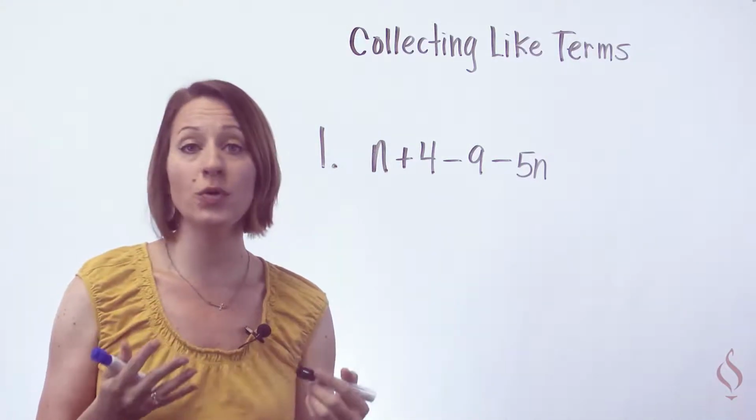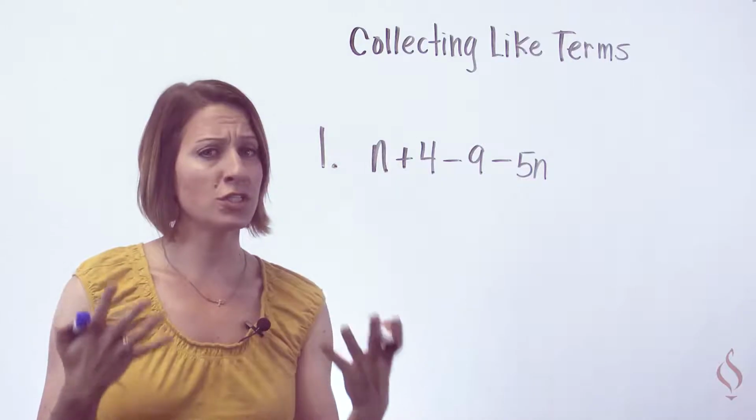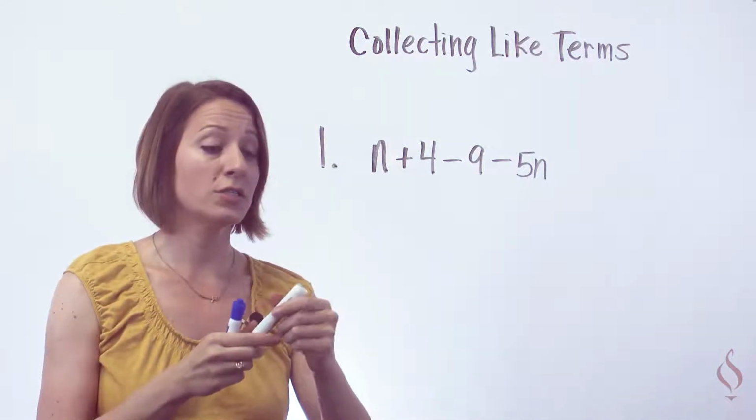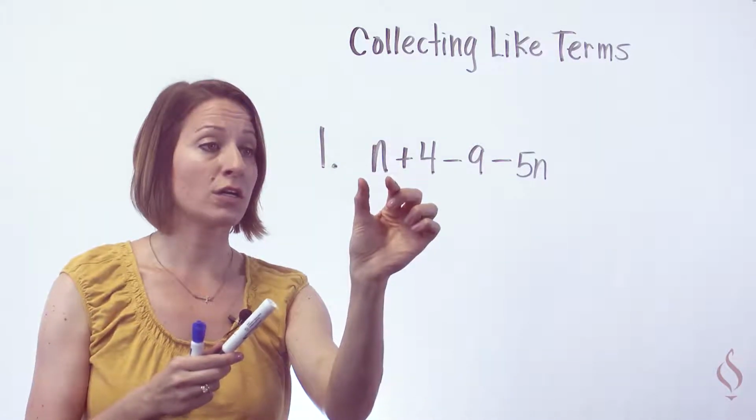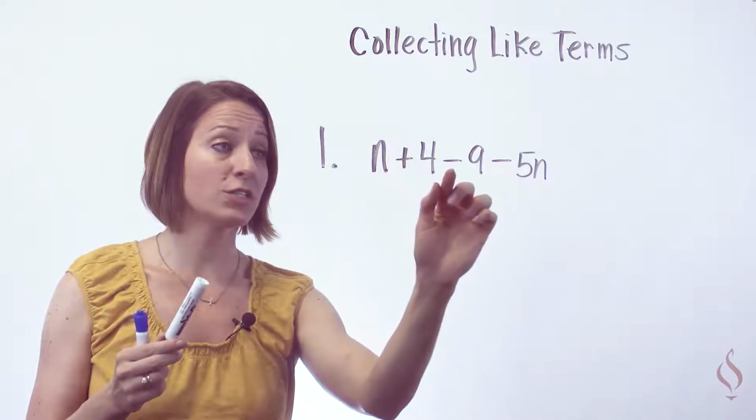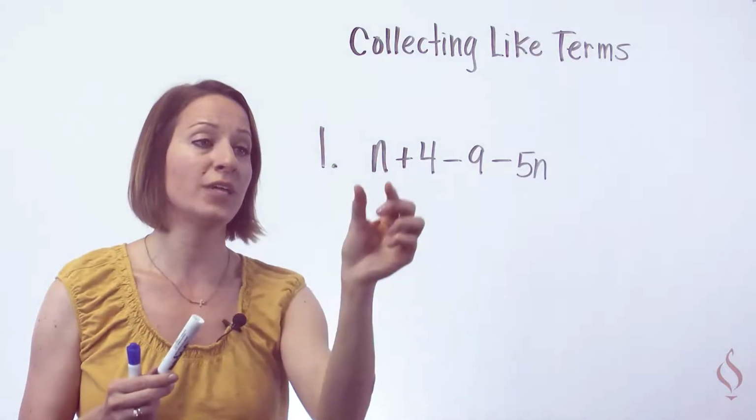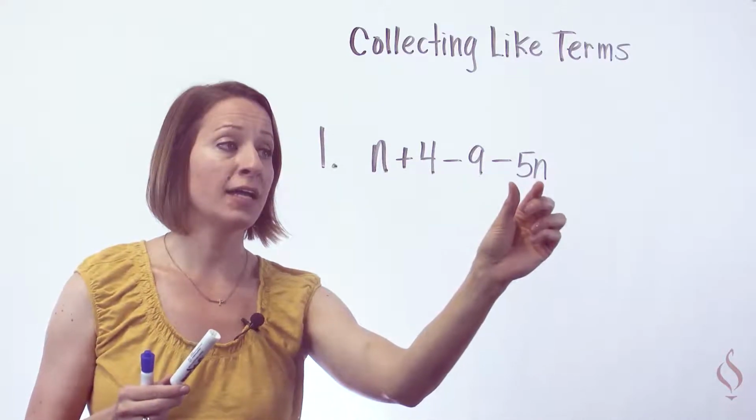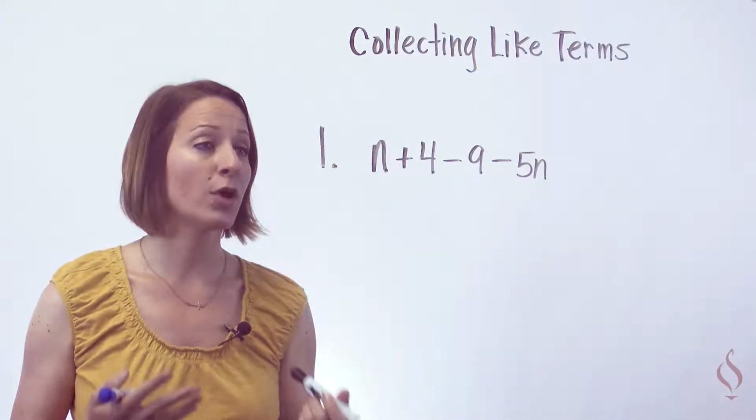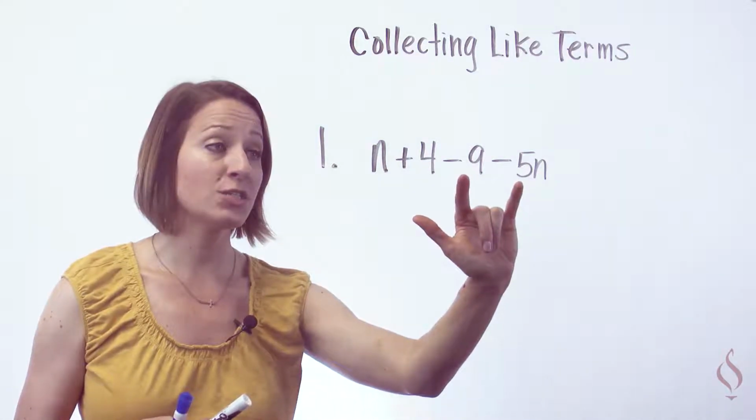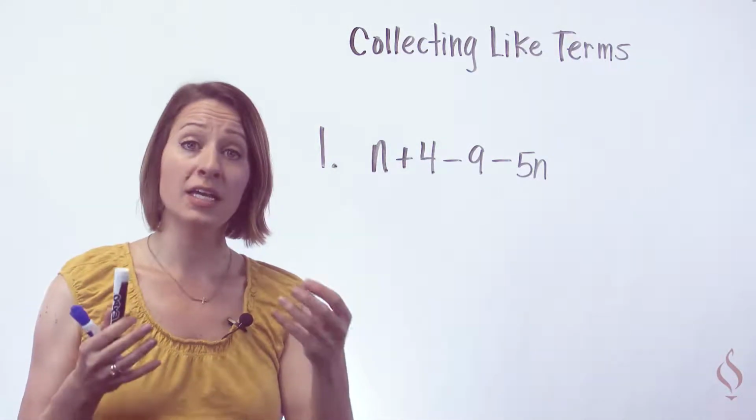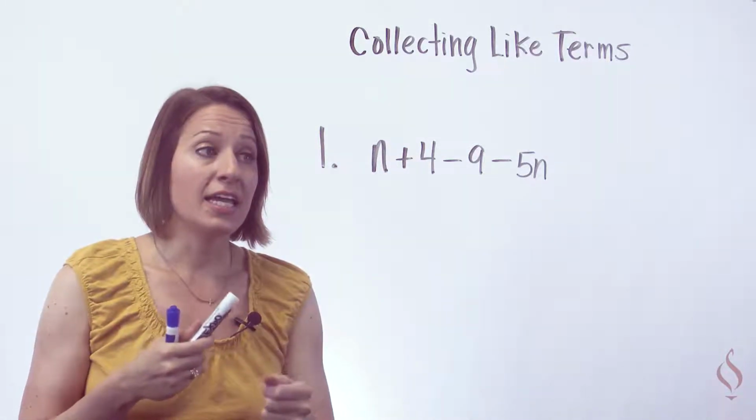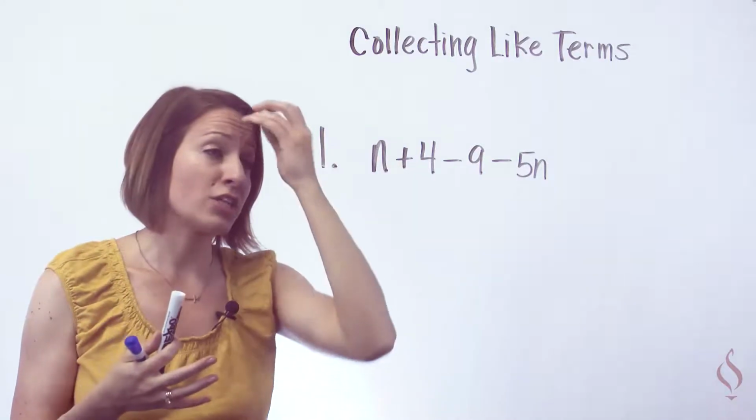But because there's no equal sign, it's really just an expression made up of individual terms. So the individual terms are then separated by the plus or minus signs. Okay, so we have n is a term, 4 is a term, -9 and -5n are a term. These two last ones, if there's a subtraction sign, that term immediately after it takes it and says negative instead of the subtraction.